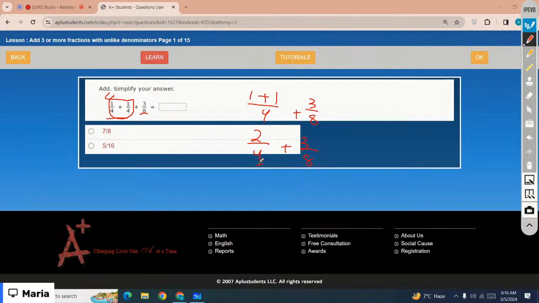You have to make the smaller denominator equal to the greater one. So 4 times what number is 8? 4 times 2 is 8, so you have to multiply this fraction by 2. That is 2 times 2, 4, and 4 times 2 is 8. So 4 over 8 plus 3 over 8. The denominator is 8 and 4 plus 3 is 7, so the correct option is 7 over 8. Option number 1 is the correct option.